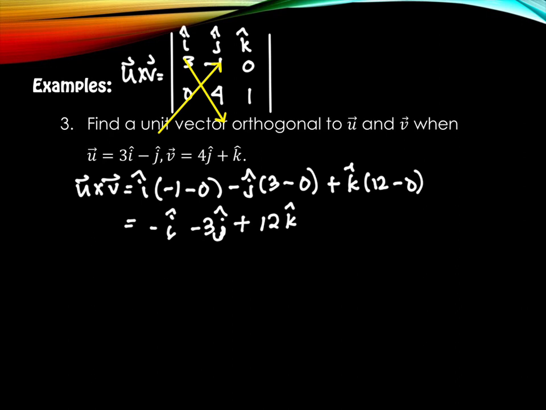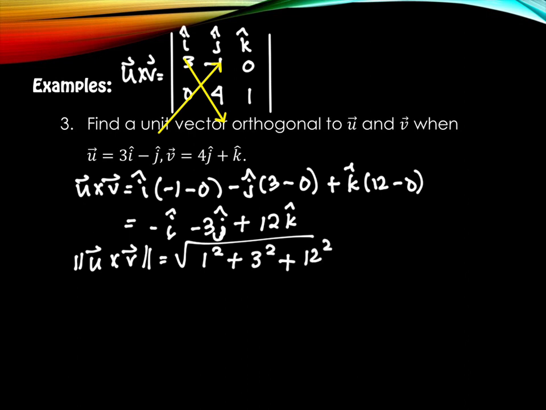Okay. And then we're going to find the magnitude of that u cross v. Okay, so it's the square root of each component squared. So this is -1 or 1 squared, -3 or 3 squared, and then 12 squared. So 12 squared is 144. 3 squared is 9, and 1 squared is 1. So 144 plus 10 would be 154. And I don't think it simplifies.